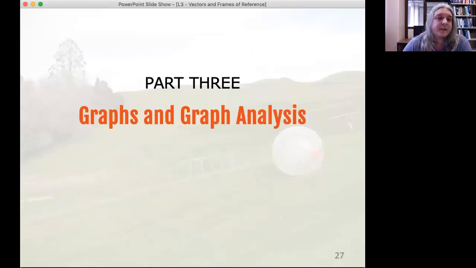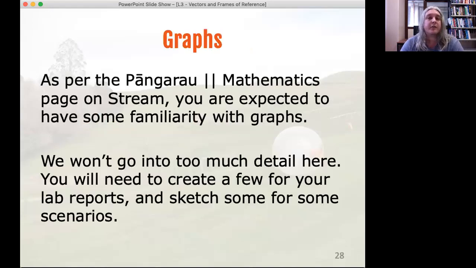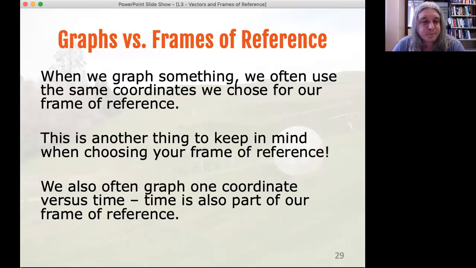The last part of this is graphs and graph analysis. Hopefully, as I said, you're familiar with graphs. In the pre-maths quiz, there is some stuff on graphs. So I won't go into too much detail, but you do need to be familiar with them. When we have a frame of reference, we often end up using those same coordinates for the graph. So if somebody is moving along an x-axis and it's one-dimensional, then usually we'd graph x versus time, and that just tells you where they were on that x position versus the time of watching them.